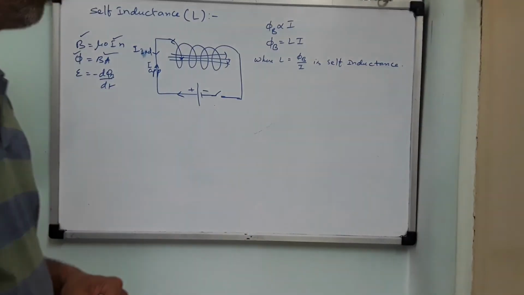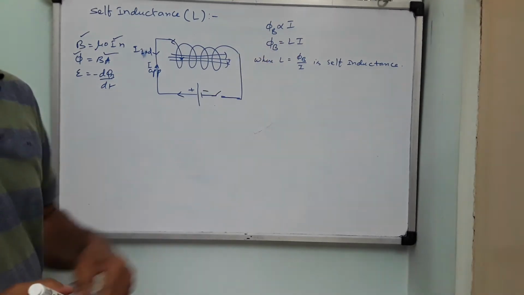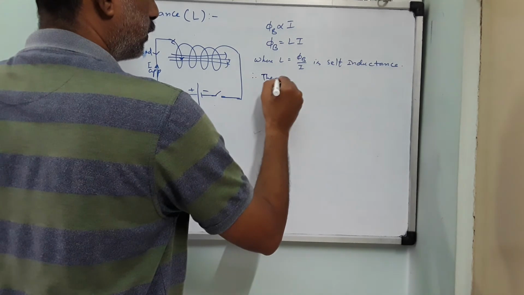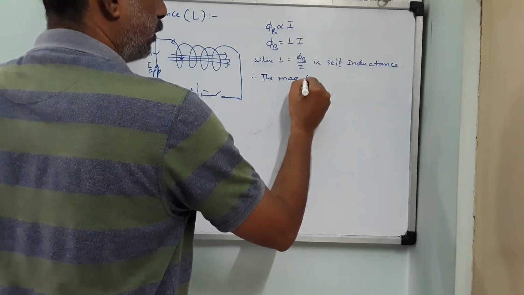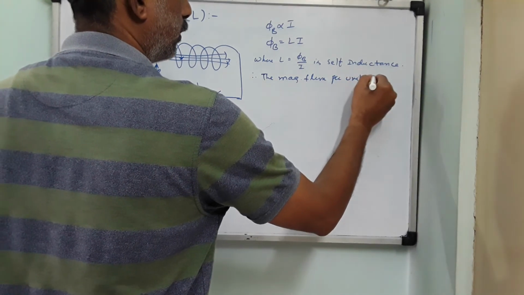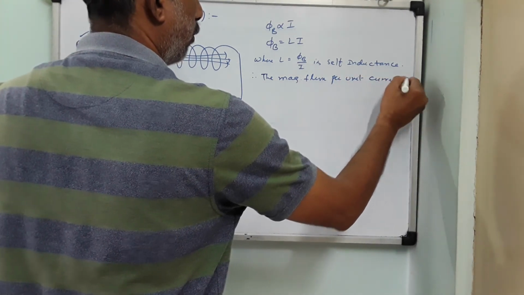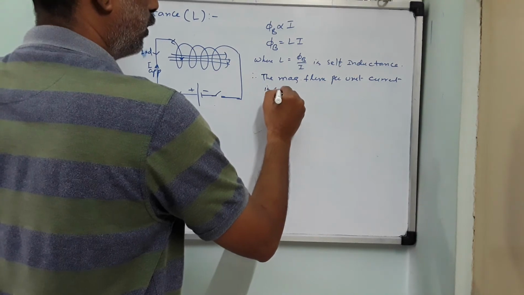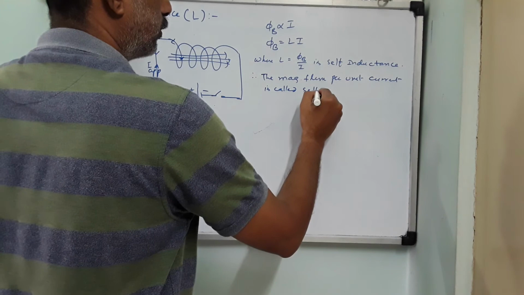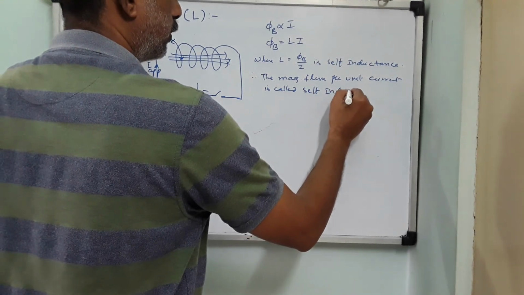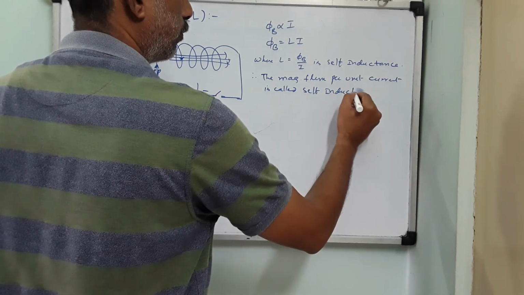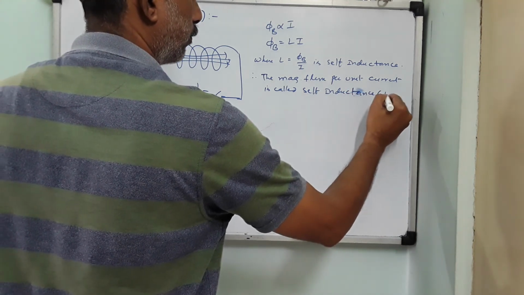So how to define self-inductance means magnetic flux per unit current. Therefore the magnetic flux per unit current is called self-inductance, L.